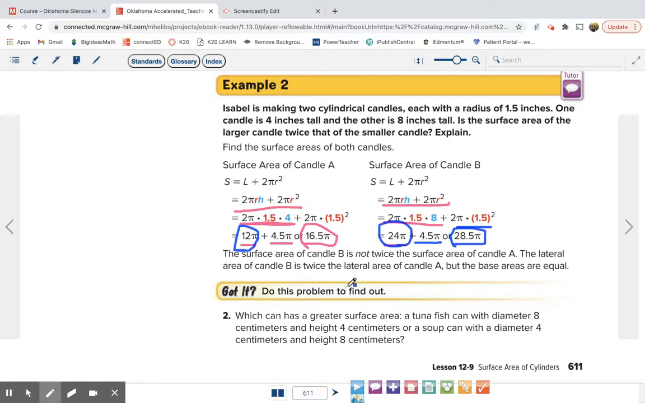Okay, so I want you to try number 2. It says which has a greater surface area. So this one you're finding both surface areas and just seeing which one is bigger. A tuna fish can with a diameter of 8 centimeters and a height of 4 centimeters, or a soup can with a diameter of 4 centimeters and a height of 8 centimeters. So they kind of just swapped spots. So go ahead and calculate both of those and then see which one has a greater surface area. And then I will go over it with you, and this will be the last problem we look at today.